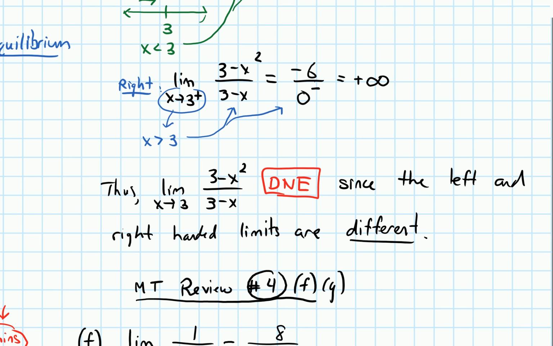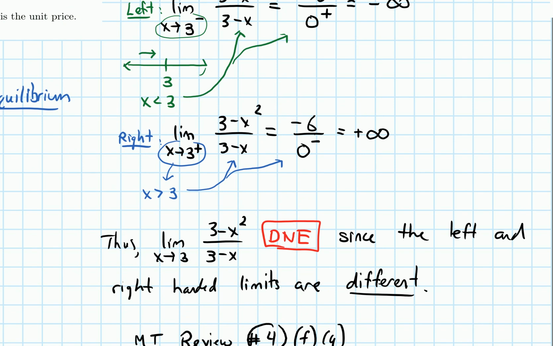And that's our answer here. The one-sided limits are different, so that means the overall limit does not exist. They have to be the same, and they have to be the same finite number for the limit to exist.